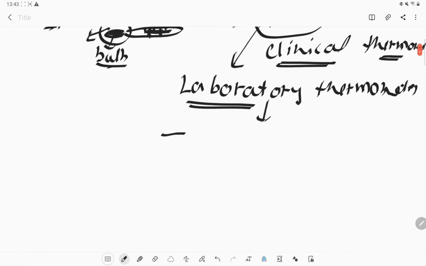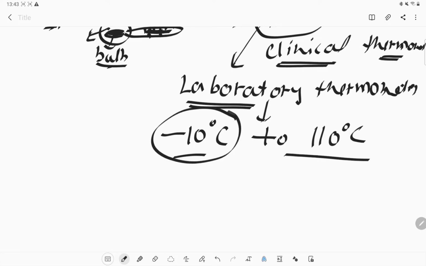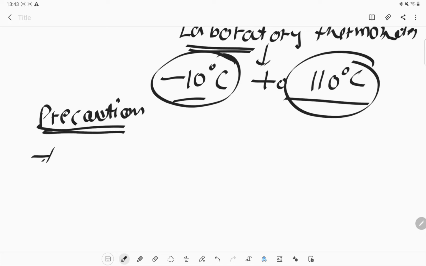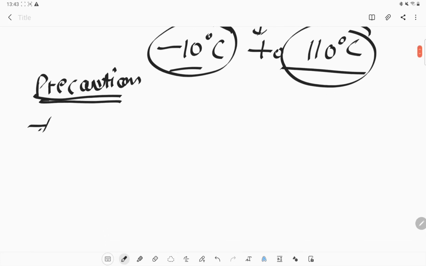Okay, so the range of the laboratory thermometer is minus 10 degrees Celsius to 110 degrees Celsius. Okay, so this is the normal range for the laboratory thermometer. We should also take some precautions to measure the correct temperature of an object.